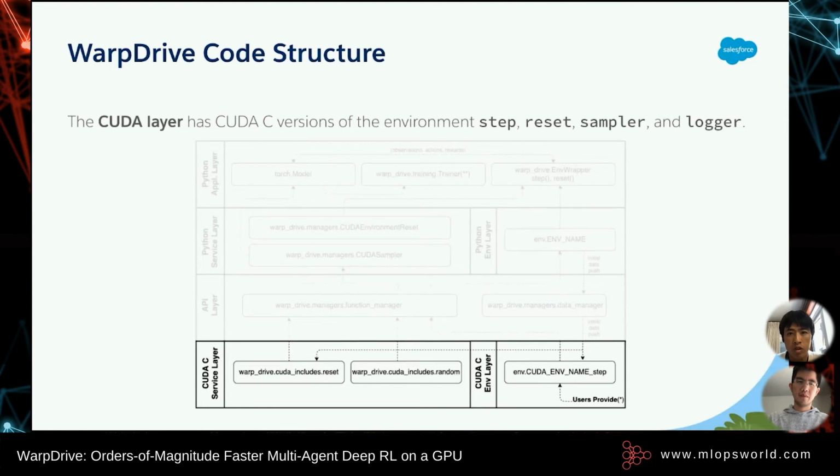In the very bottom, we have this CUDA layer. It has a CUDA C version of environment step, reset, sampler, and the logger. So we have the step, the reset, sampler, and the logger already generic enough for you to use as a black box. For the CUDA environment layer, we provide a lot of tools and easy-to-use small kernel functions to facilitate the step function writing, as we demonstrated in our tutorials. You can refer to that.